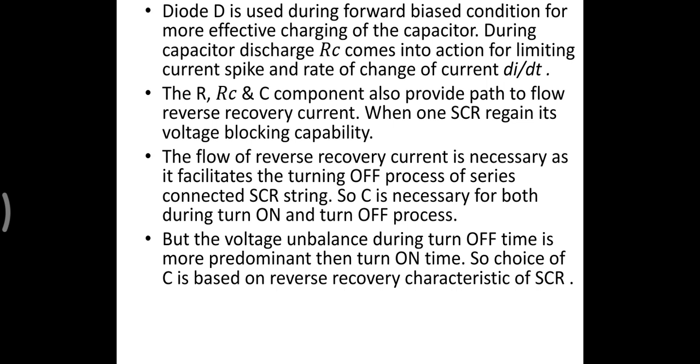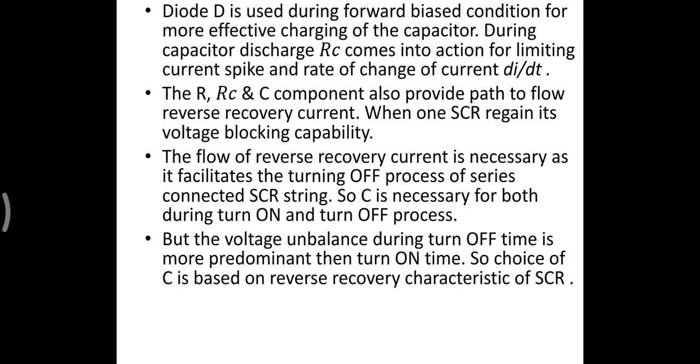During the capacitor discharging, RC comes into action for limiting current spikes and the rate of rise of current di by dt. The R, RC and C components also provide a path for the reverse recovery current to flow when one SCR regains its voltage blocking capabilities. The flow of reverse recovery current is necessary as it facilitates the turn off process of the series connected SCR string. So C is necessary for both turn on and turn off.